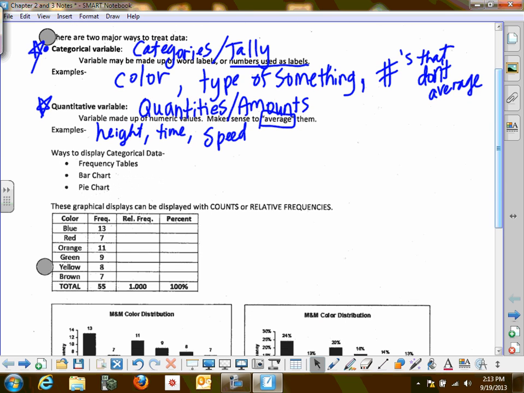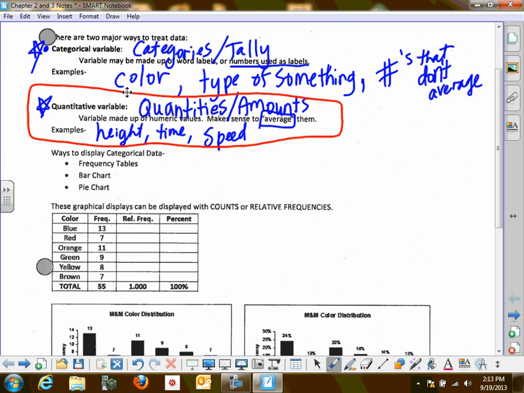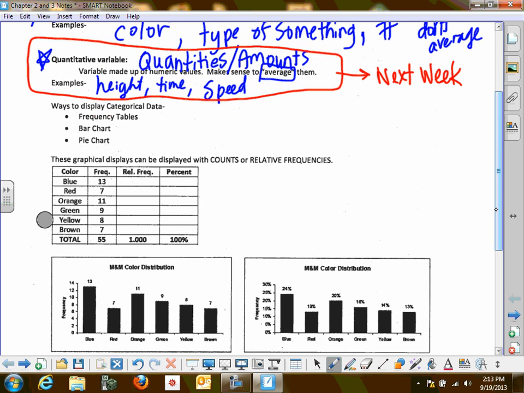So, this quantitative stuff I said is one type of math that we are not going to get to until next week. So we are totally not talking about anything quantitative until another chapter. All we are talking about now is the categorical stuff. So here are ways to display categorical data.